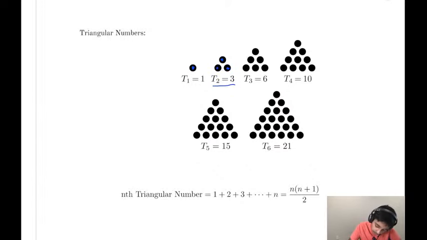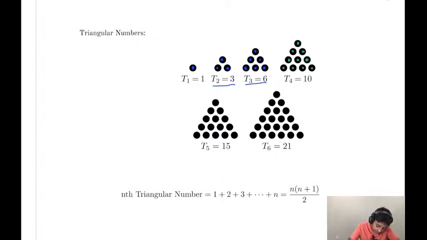The third triangular number, well, we just had 1 at the top, 2 in the second row, and 3 in the bottom row. So the third triangular number is 6. And I think it's pretty clear by now that we always add another row to the bottom that's 1 more than the previous row. So we add 4 to the bottom of the third triangular number to get 10.